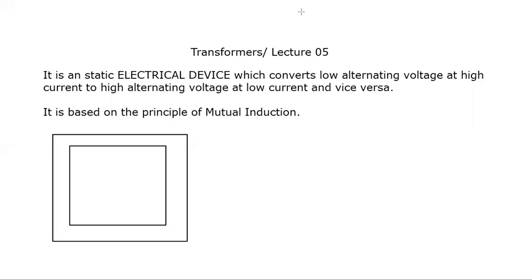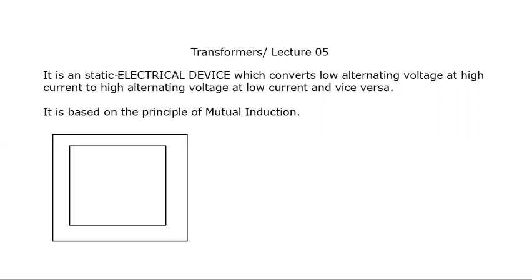So today we will be talking about transformers. A transformer is a static electrical device which converts low alternating voltage at high current to high alternating voltage at low current and vice versa. It's based on the principle of mutual induction, which we have done in the previous lecture. That is, whenever the magnetic flux linked with the coil changes, an EMF is induced in the neighboring coil.